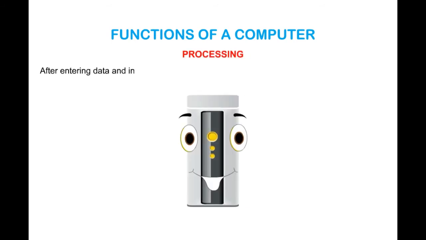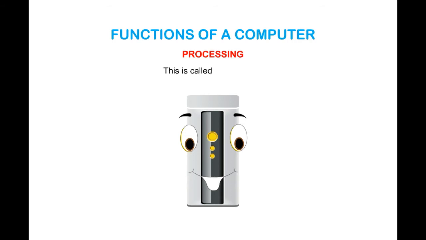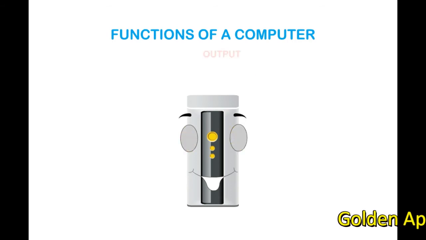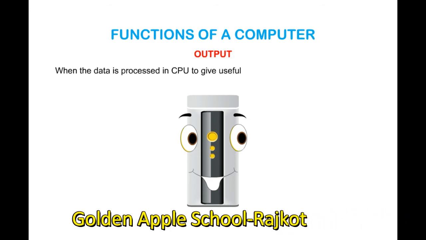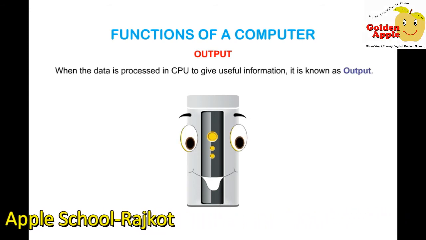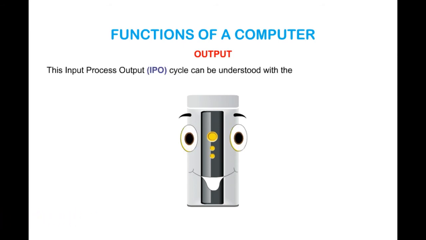Processing. After entering data and instructions in a computer, the CPU works on the given data to give meaningful information. This is called processing. Output. When the data is processed in CPU to give useful information, it is known as output. This input process output IPO cycle can be understood with the help of given example.